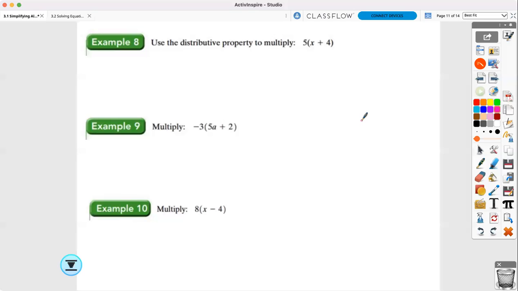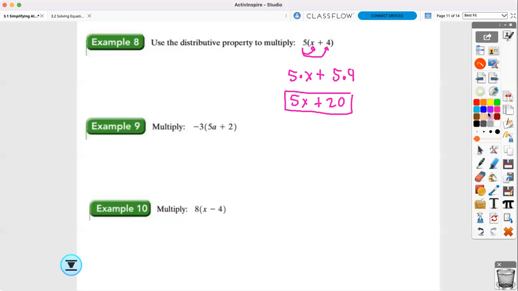So we know the distributive property that you wrote in your notebook: when you have a number C times A plus B, we multiply the C to the A and then the C to the B. So then we're going to get 5 times X plus 5 times 4. That's what distributive means. We distribute this 5 to the things inside and then multiply. 5 times X is just 5X. 5 times 4 is just 20. And we're done, because we cannot simplify or combine the like terms.